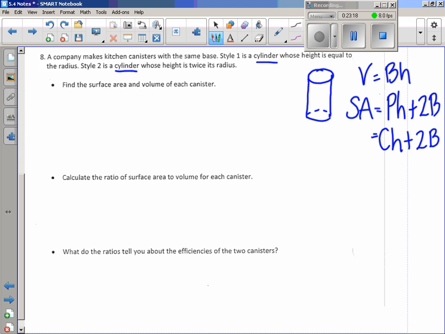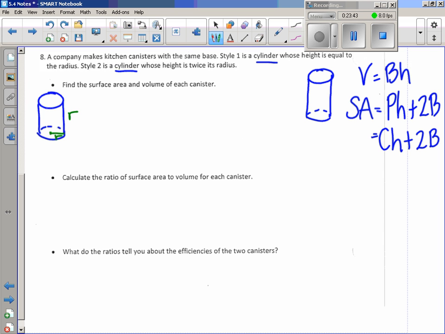All right. So part 1 says find the surface area and the volume of each canister. So we're starting with the first one. Draw your picture and put your information on it. So it says it's a cylinder whose height is equal to the radius. So the height is the same as the radius. So what can I call the height? R, because R stands for radius.